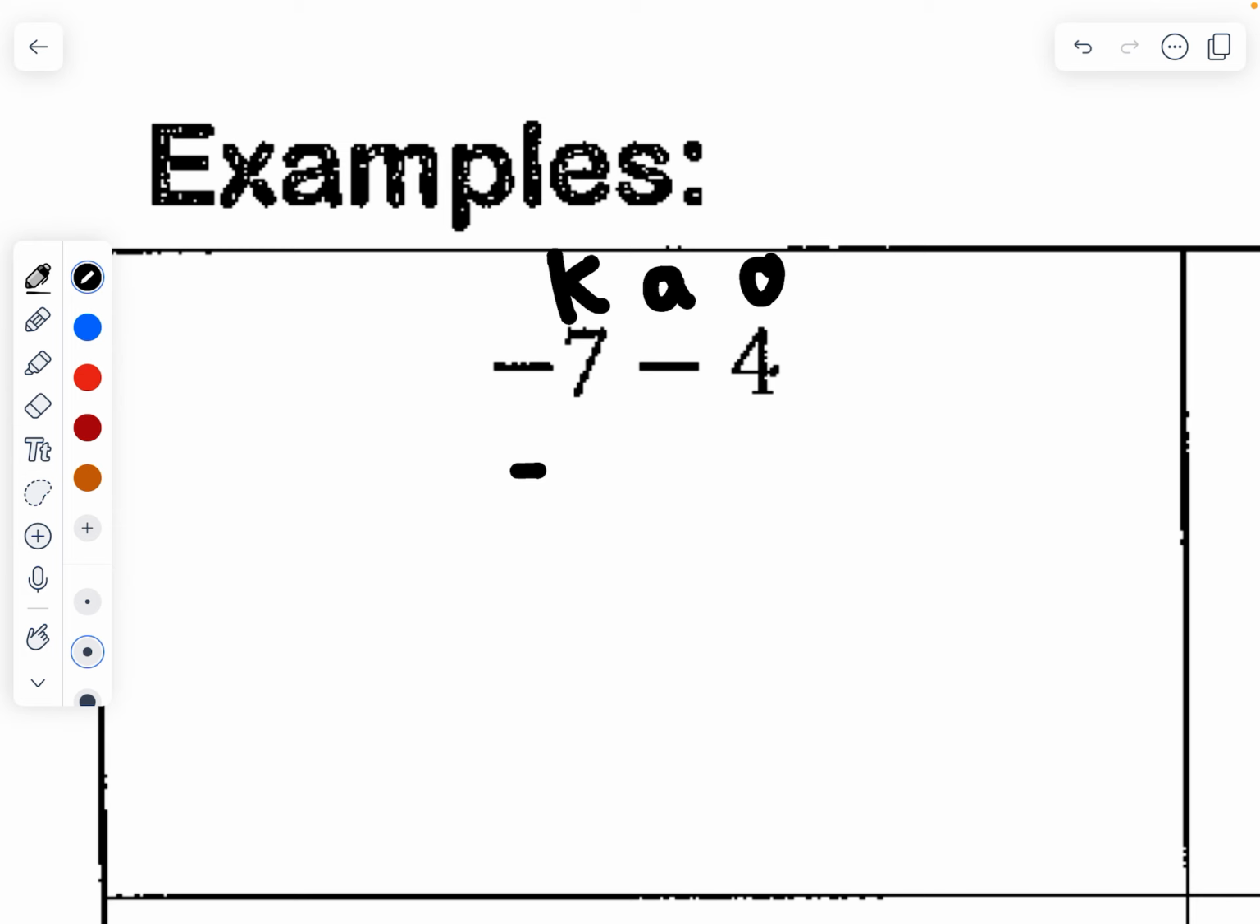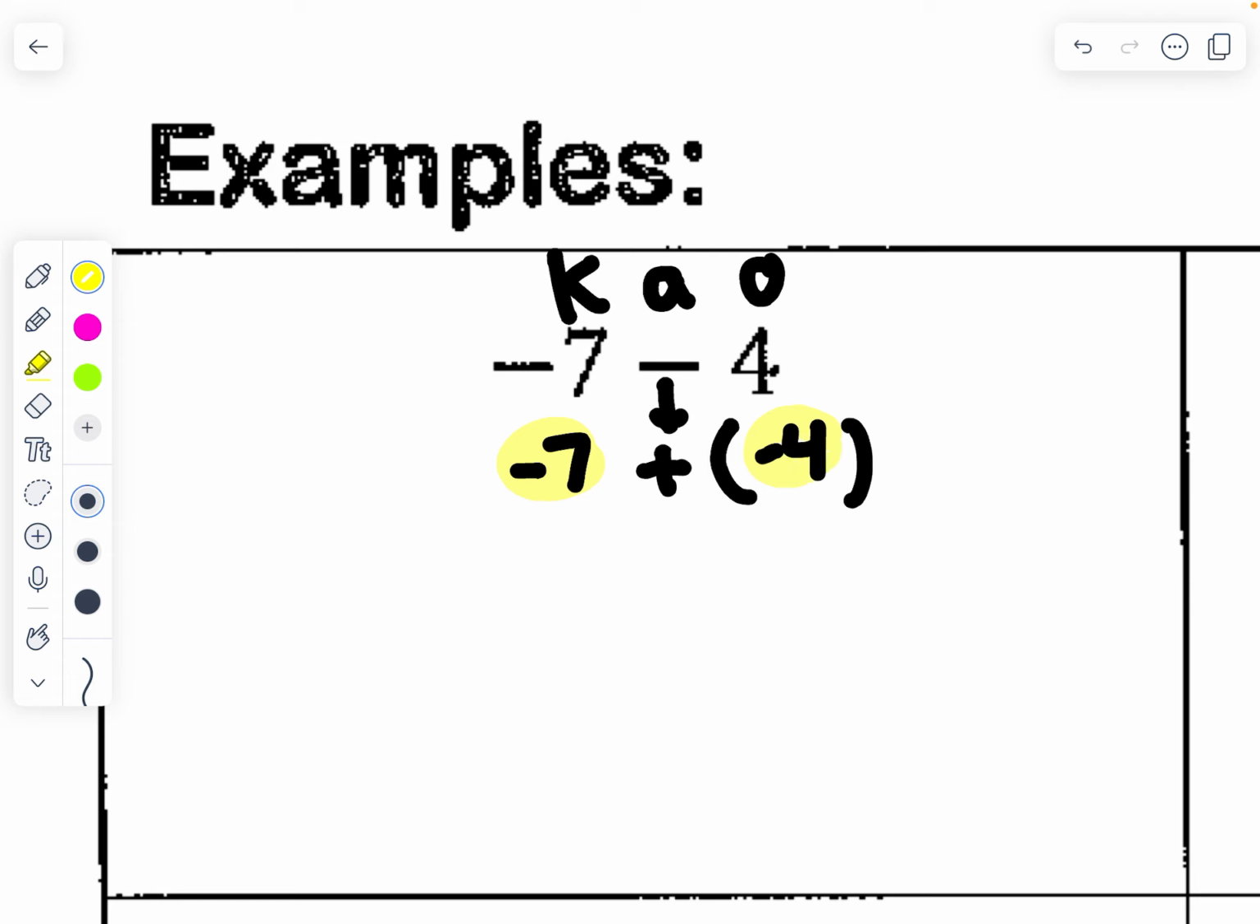So keep the first one, it's a negative 7. Change the subtraction to addition. And the opposite of the second number is going to be, instead of 4, a negative 4. So this would be the keep, add, opposite. And negative 7 plus negative 4, these now have the same signs. We can see that pretty clearly. And so if they have the same signs, we add them together and keep the sign of the higher number. So it's a negative 11.